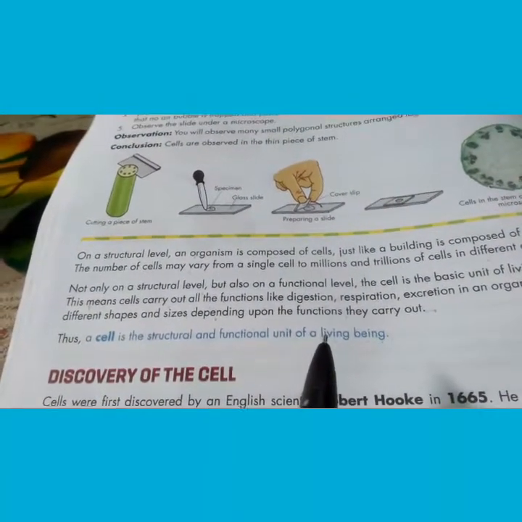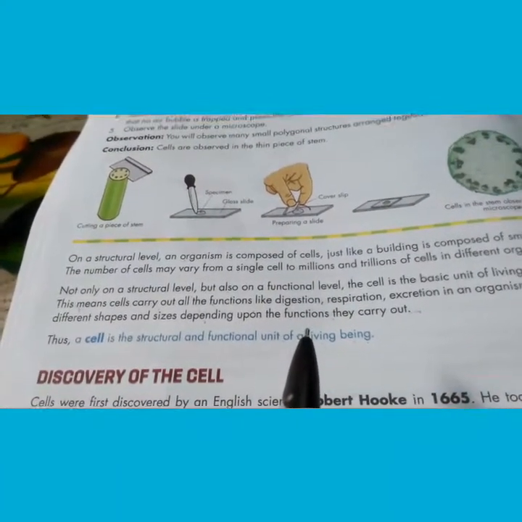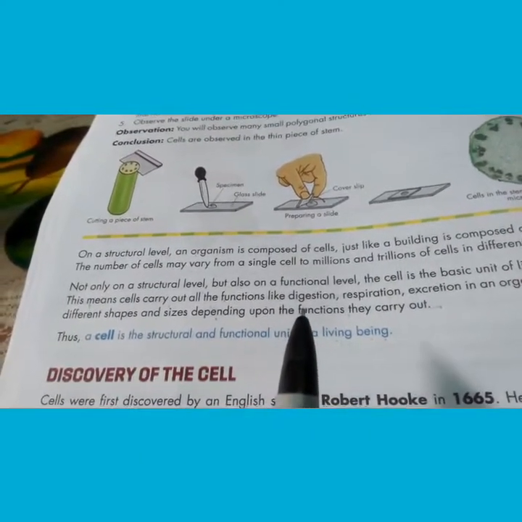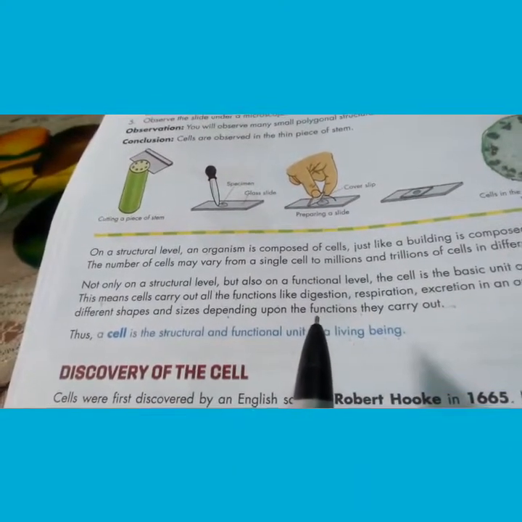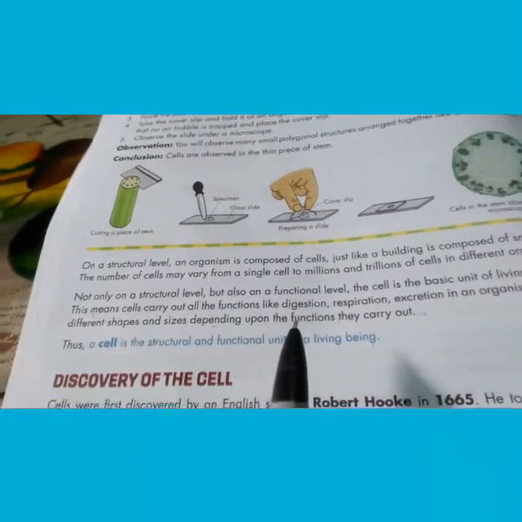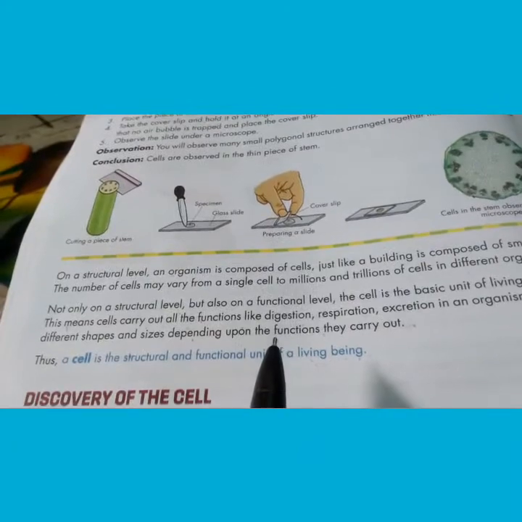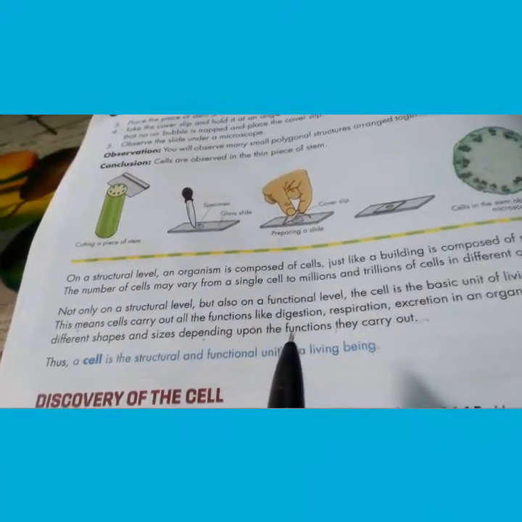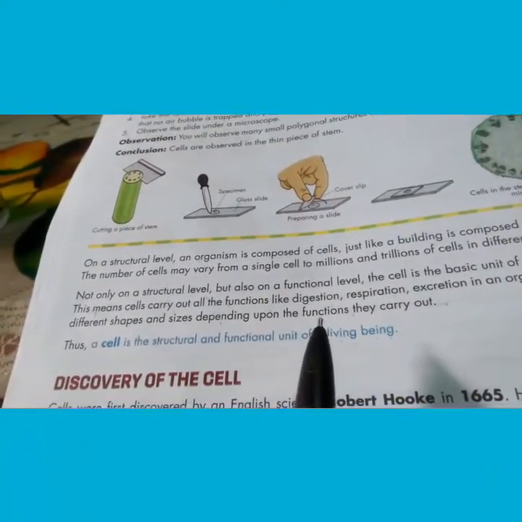Why is it called structural? Because any organism starts its life with a single cell. That's why the structure of the whole organism depends upon a single cell, so it is called the structural unit. It is functional because within a single cell all the life processes can be performed. So it is called the functional unit of life.